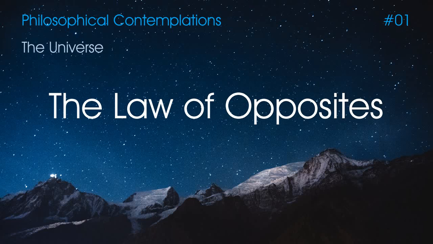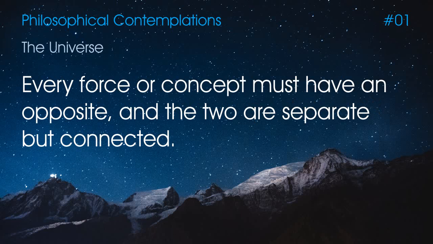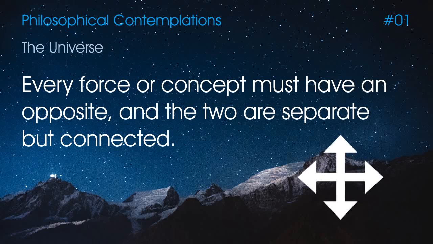Let's get started with the first part. Under the universe, we have the law of opposites. It might help to sum up the law of opposites as every force or concept must have an opposite, and the two are separate but connected. So every right must have a left, every up a down, every in and out, etc. This is pretty simple stuff, but there's more to it.